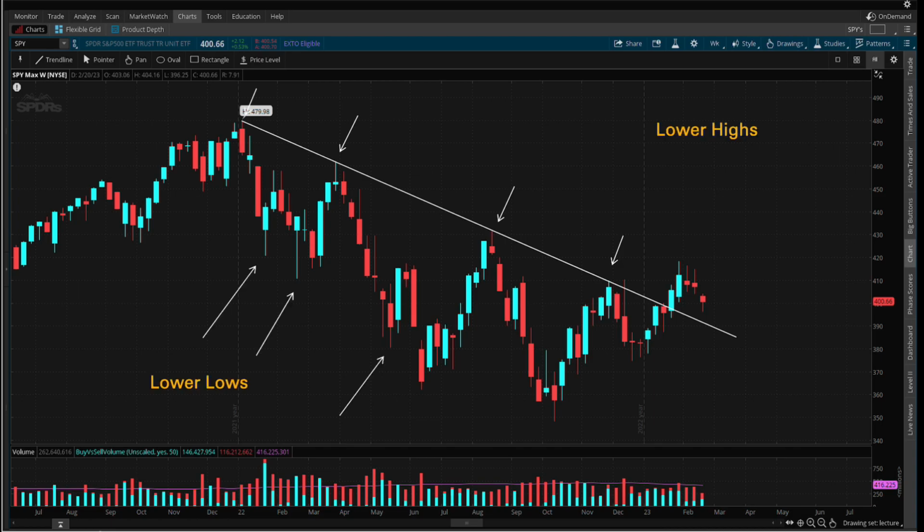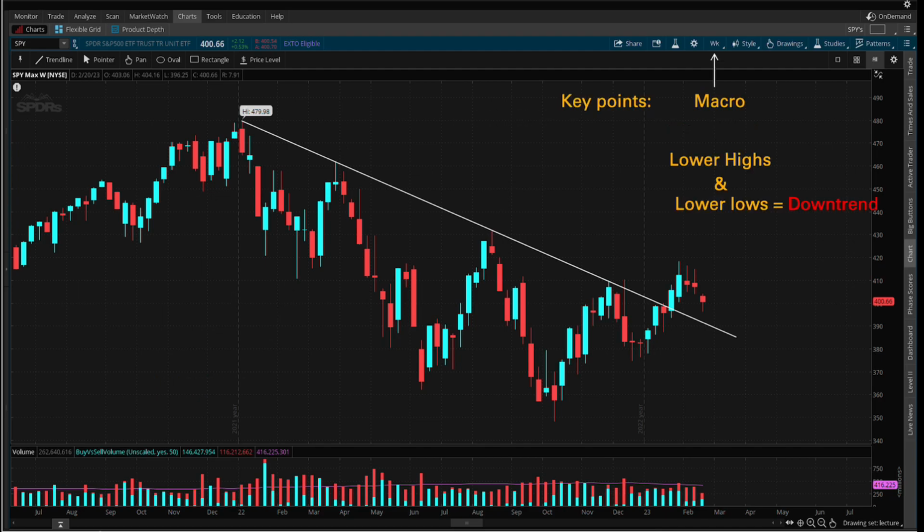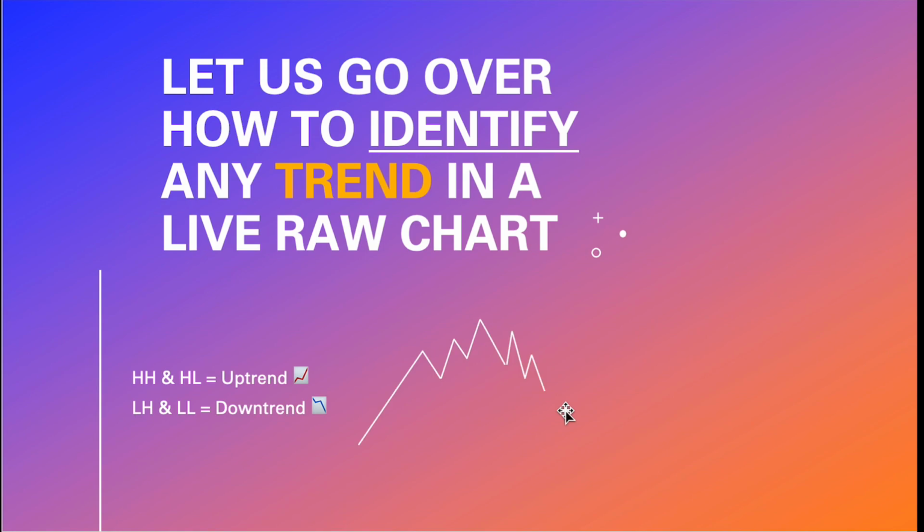But the key tips, guys, don't forget, lower highs, lower lows equals your downtrend. And in this example, we're just looking at the macro time frame, meaning higher time frame. And guys, don't forget the keys. Lower highs, lower lows equals downtrend. So let's go over how to identify any trend in any chart live raw.